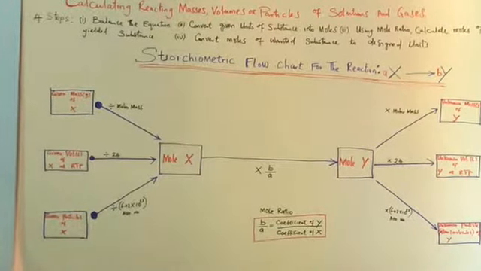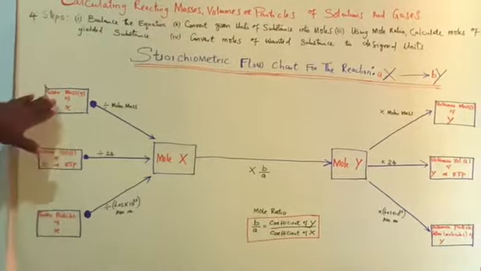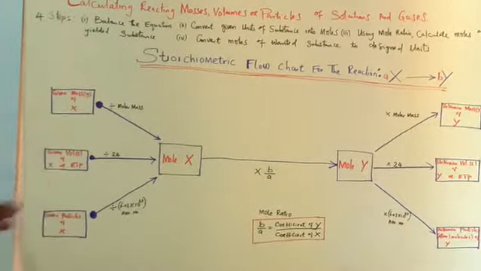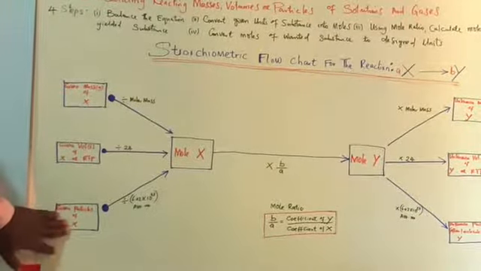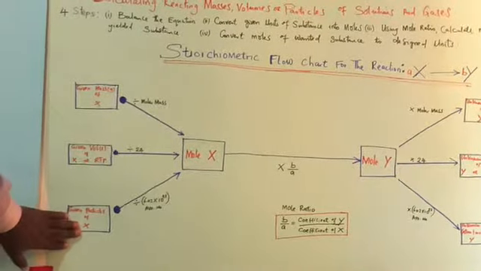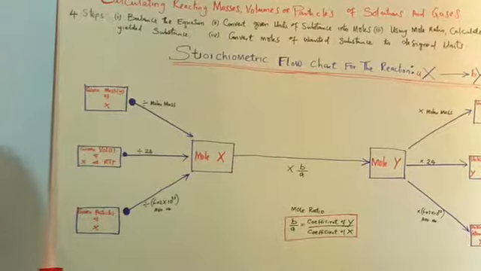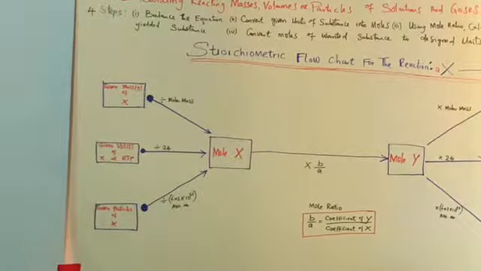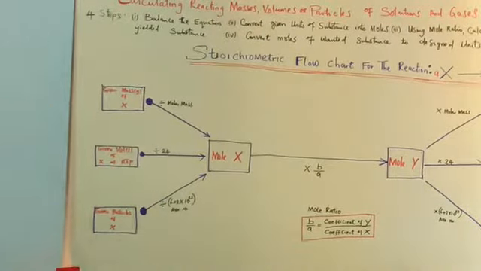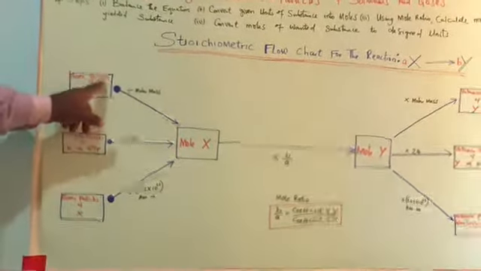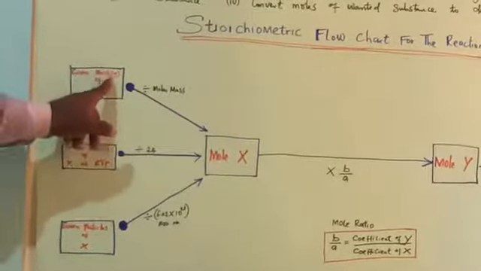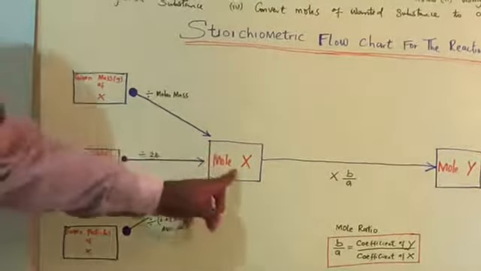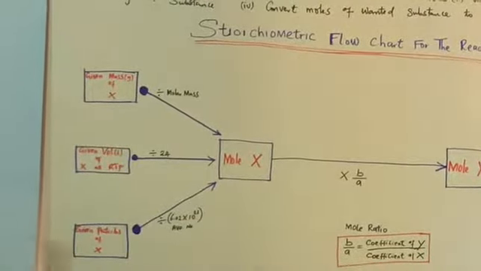Maybe when you are working in the laboratory, you are given the mass. You could be given the volume. You could be given the number of particles that are reacting, the number of atoms or molecules. How can you get the number of moles of that reactant? Following this flow chart. When you are given the mass of that reactant X, what you need in order to have the number of moles is just to divide it by its molar mass.